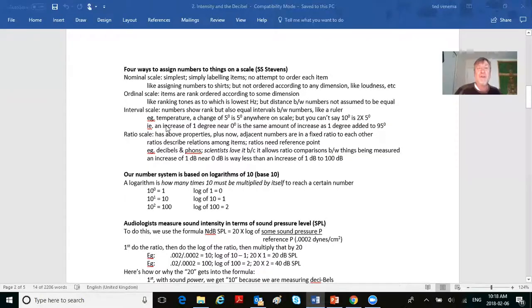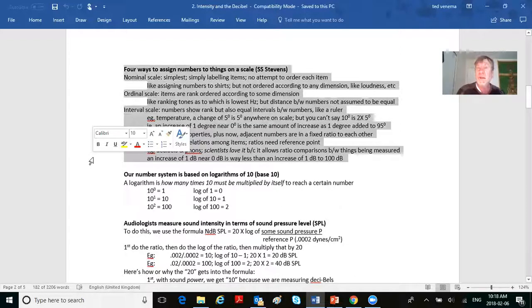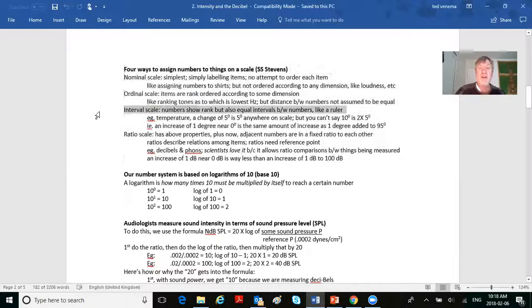All right, all that to say is when we share screen and look at our notes now, that's what you're seeing at the top of the page here. Four ways to assign numbers to things, right there. And I went over each one of those things. And especially look at interval here. They show rank, but also equal intervals, like a ruler.